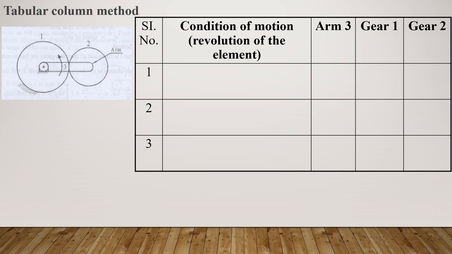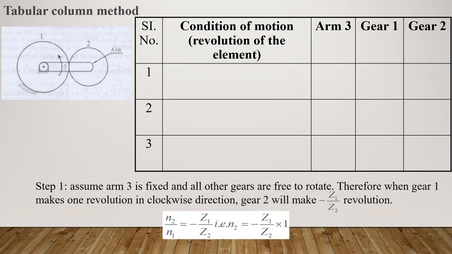So the first step here is, there can be anything in the given question, so don't look at the question now, just assume different conditions. First condition is to assume that the arm 3 is fixed. The arm 3 is fixed and you are giving one rotation to any one of the gears. When you fix the arm, other gears are free to rotate. So you are giving one rotation to gear 1. Whichever gear you give the first plus one rotation, that will be the driver for the entire arrangement.